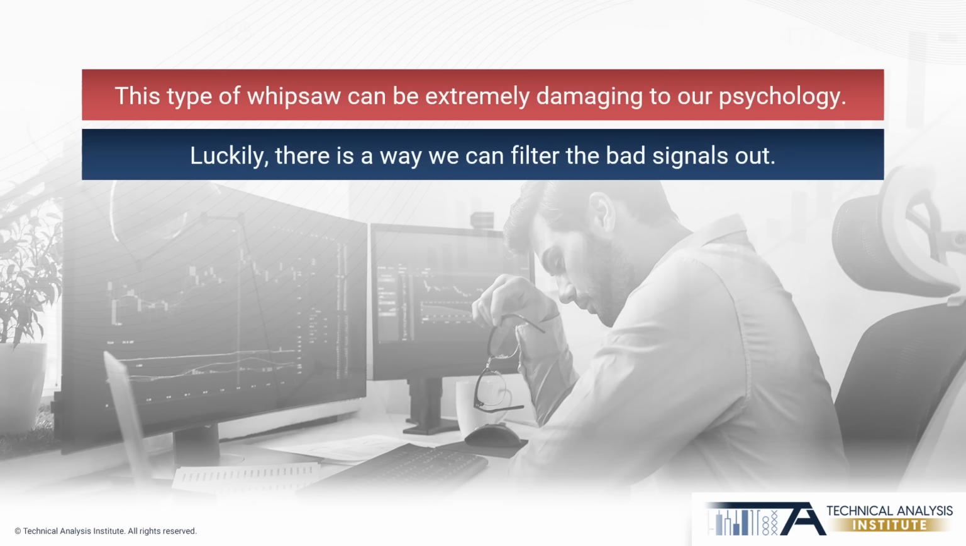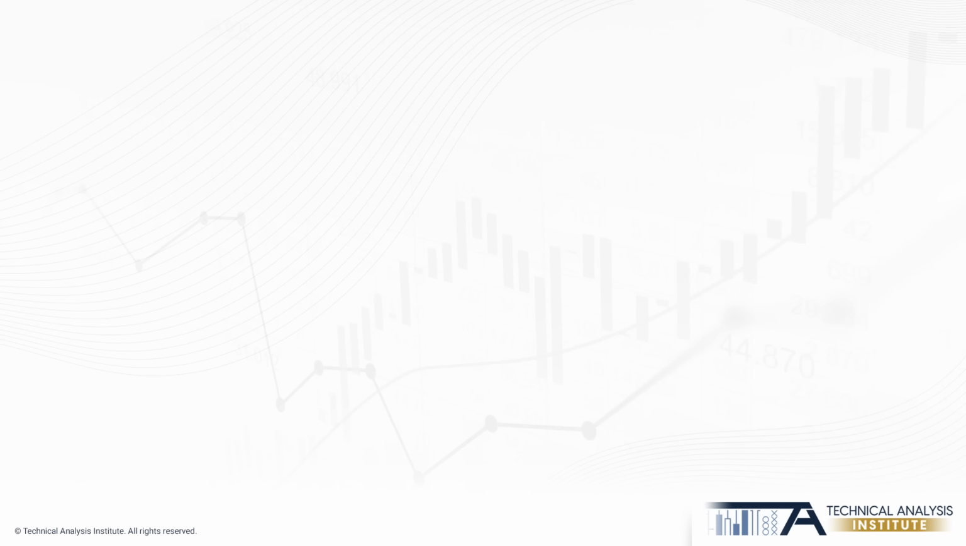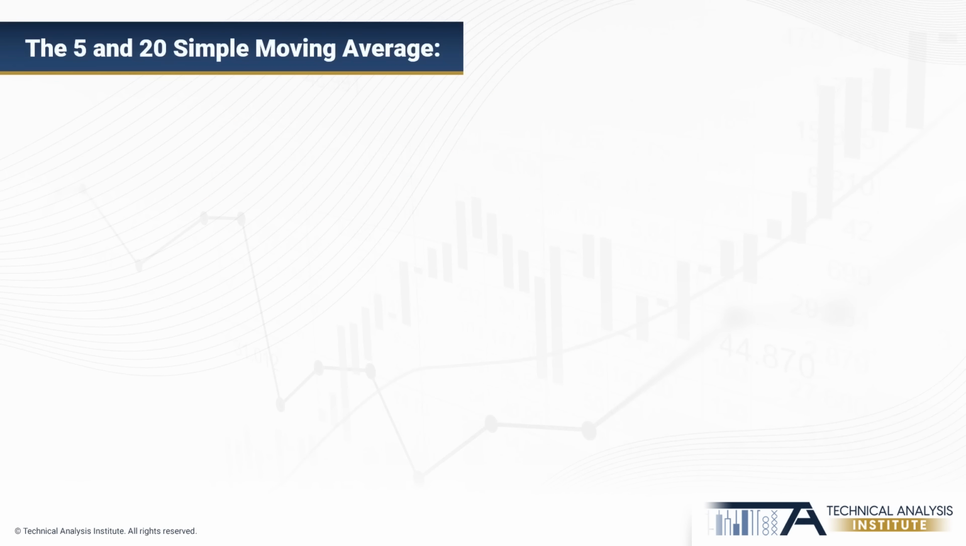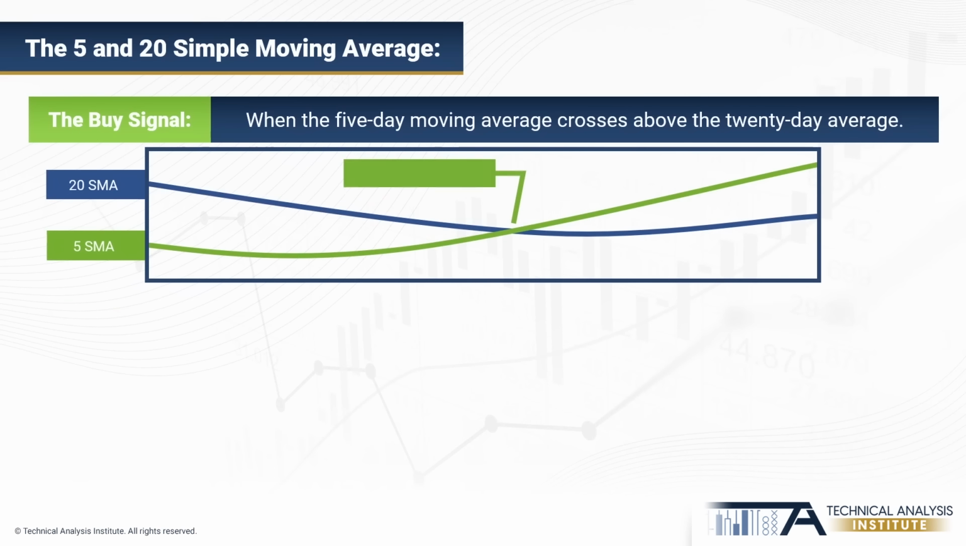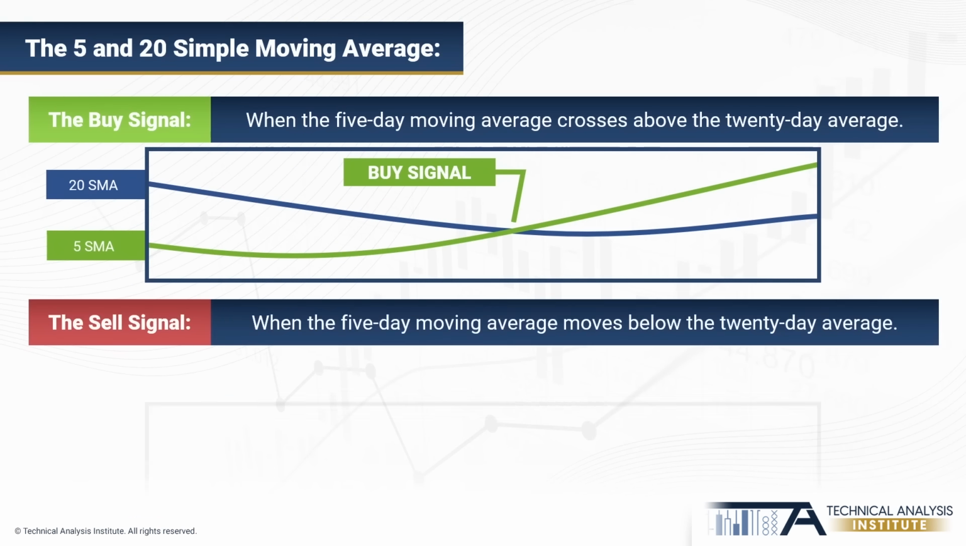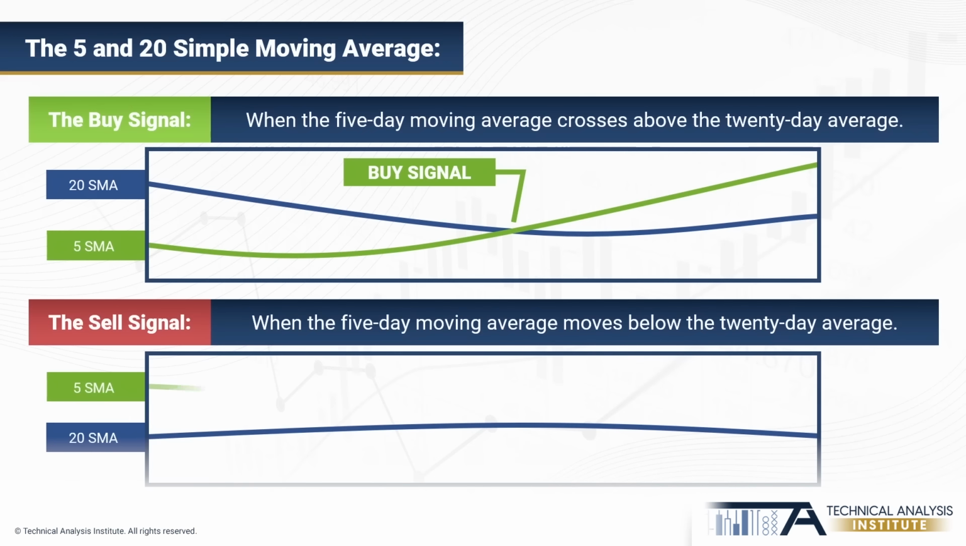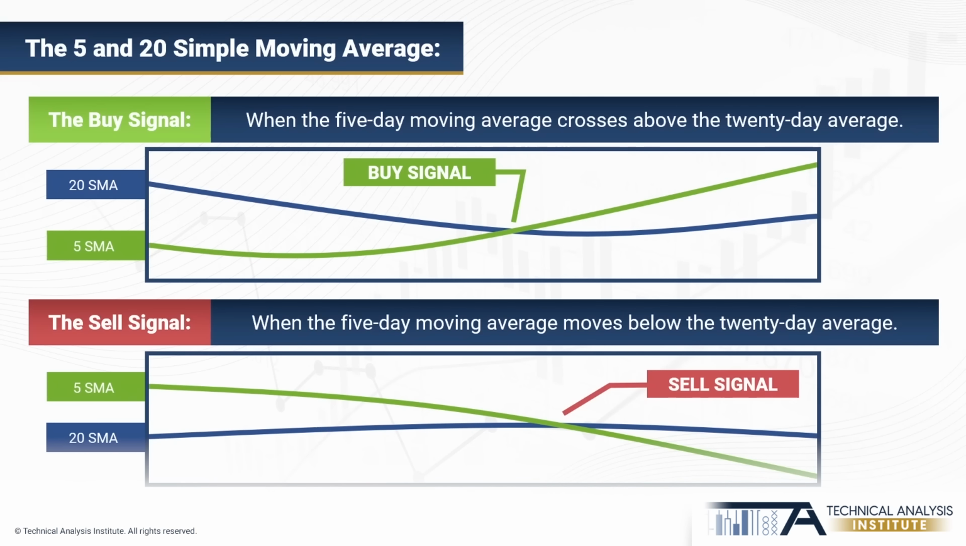But before we do that, let's talk about another combination widely used in the industry, the 5 and 20 SMA. Obviously, a buy signal occurs when the 5-day average crosses above the 20, and a sell signal when the 5 moves below the 20. Let's take a look at these combinations.